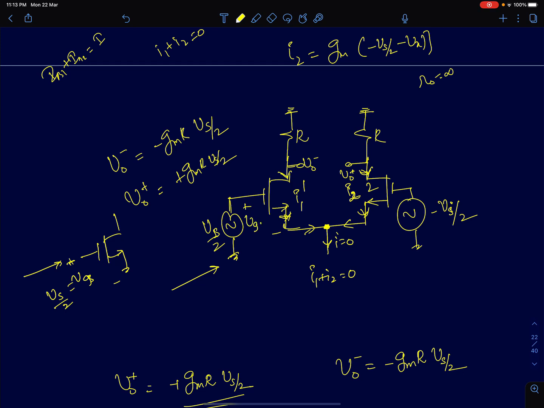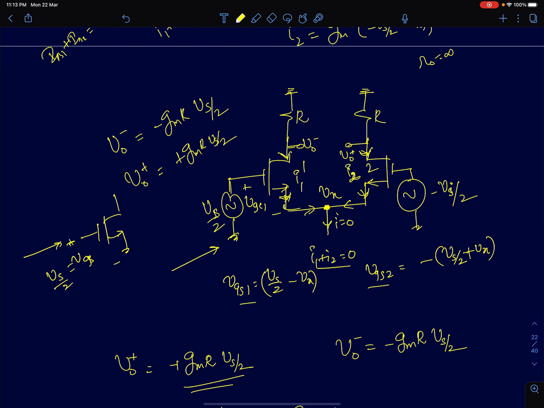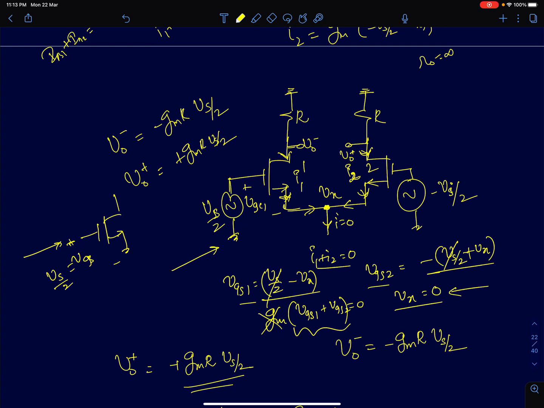So this is VGS1, and VGS1 happens to be Vs by 2 minus, let this node voltage be Vx, and VGS2 happens to be minus of Vs by 2 minus Vx. So I'll take the minus common out. So this is your VGS2. The sum of the two currents, GM into VGS1 plus VGS2, is equal to 0, or I can write VGS1 plus VGS2 equals 0. So add the two voltages, you get Vs by 2 and Vs by 2 cancelled out, you get Vx equals 0. But since you have biased this amplifier with a certain finite current, GM cannot be 0, so this term has to be 0. So from that we see that Vx is equal to 0.